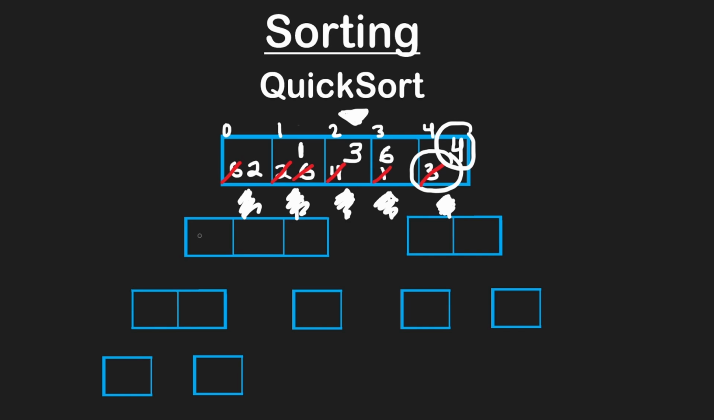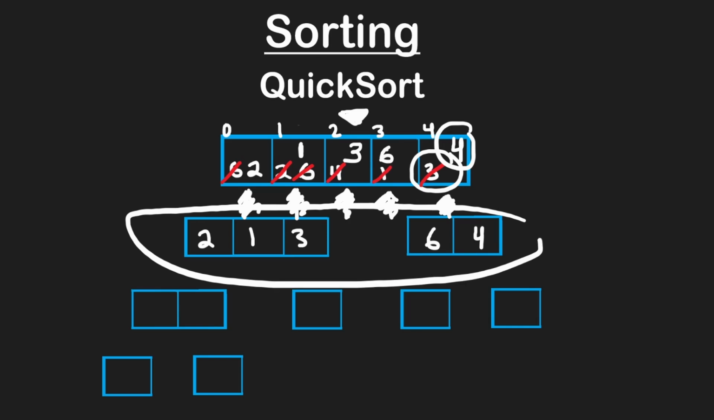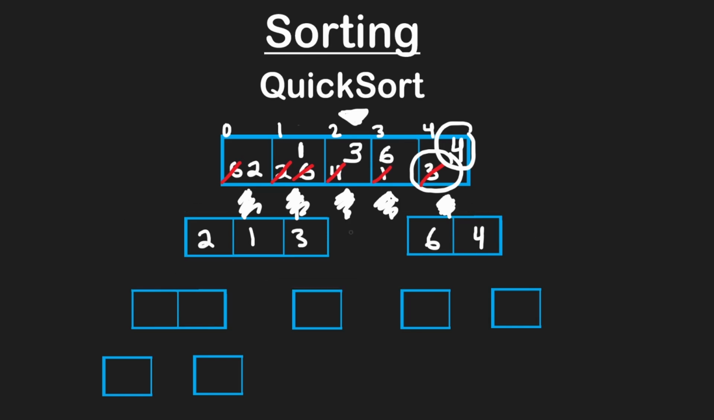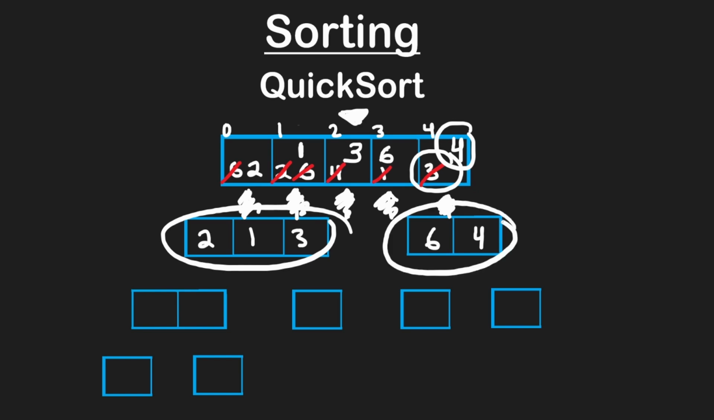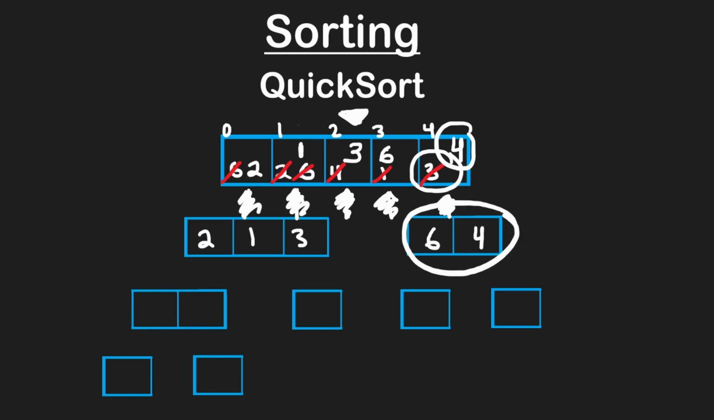So to make it more clean, after doing our partition, we have a 2, a 1, and a 3 over here, and we have a 6 and a 4 on the right partition. Now notice how the left side is not sorted and the right side isn't sorted. Just because we partitioned them does not mean they're sorted, but what is true is every value on the left is less than every value on the right. Every value on the right is greater than every value on the left.